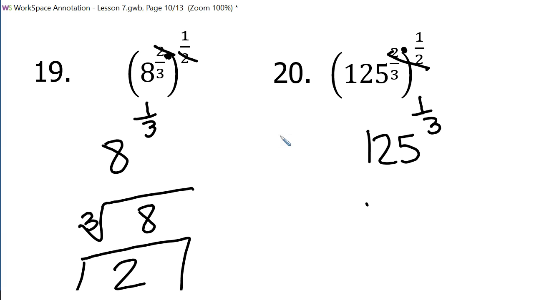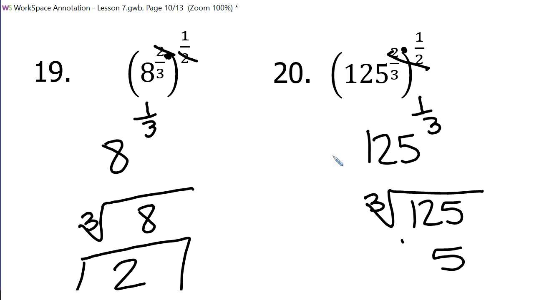So what number goes under the radical? 125. What root are we taking? 3rd root. What power do we raise it to? The 1st. Now what's the cube root of 125? 5. There's my one number answer.